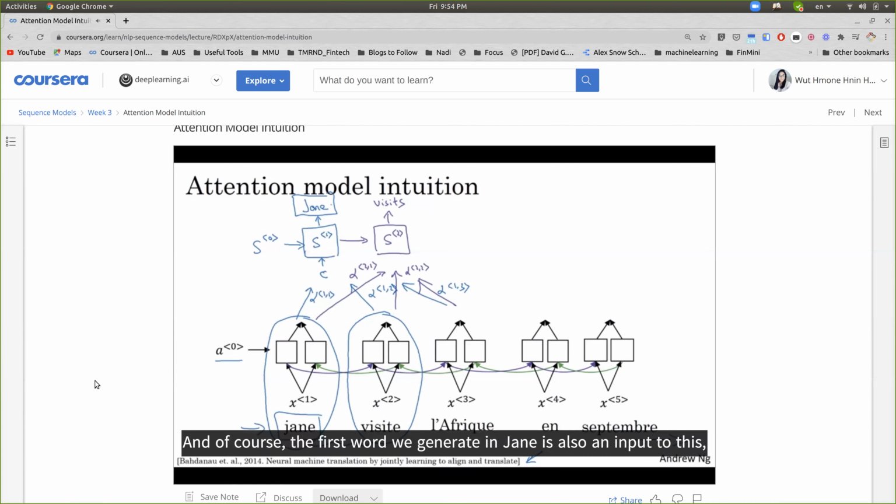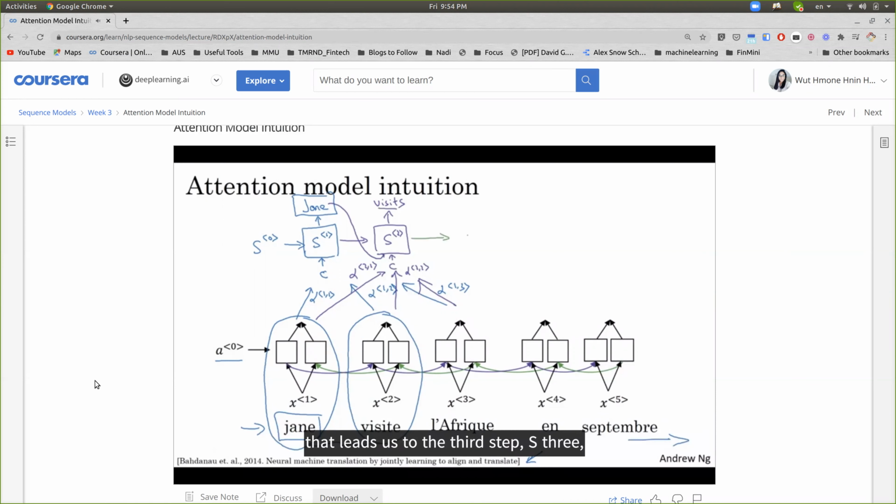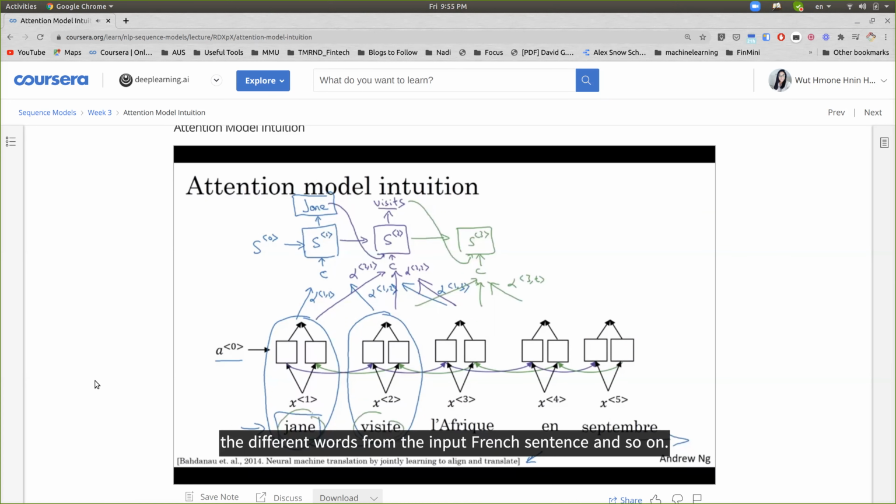And of course, the first word we generated, Jane, is also an input to this, and we have some context that we're paying attention to. In the second step, there's also an input, and that together will generate the second word, and that leads us to the third step, S3. This is an input, and we have some new context C that depends on the various alpha 3,t, the different time steps, that tells us how much we should be paying attention to the different words from the input French sentence, and so on. Some things I haven't specified yet, but that we'll go into further detail in the next video, is how exactly this context is defined. And the goal of the context is, for the third word, it really should capture that maybe you should be looking around this part of the sentence.